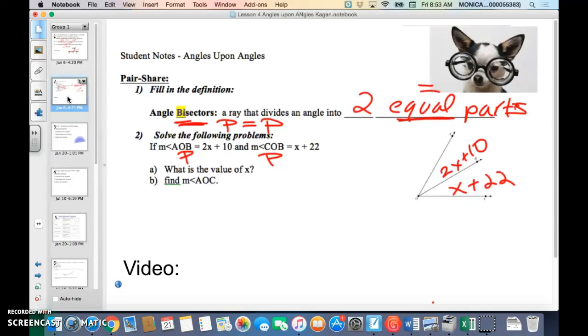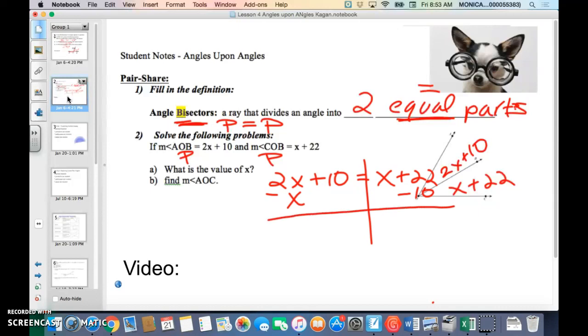equal parts. So if I want to find the value of x, I can just simply do 2x plus 10 equals x plus 22. Now I'm going to subtract x from this side and subtract 10 from this side. 2x minus x is x, and 22 minus 10 is 12. So I know that my value of x is 12.